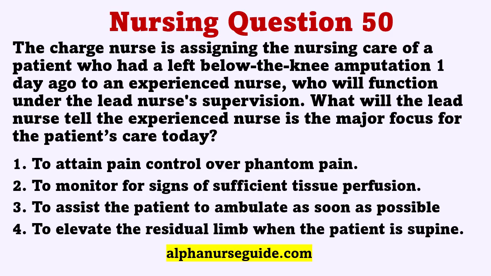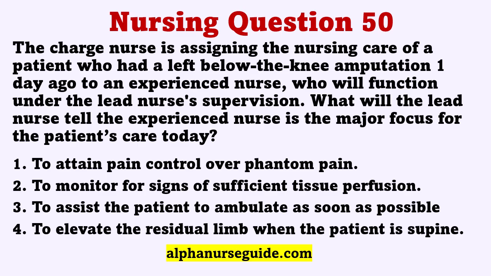The charge nurse is assigning the nursing care of a patient who had a left below-the-knee amputation 1 day ago to an experienced nurse who will function under the lead nurse's supervision. What will the lead nurse tell the experienced nurse is a major focus for the patient's care today? 1. To attain pain control over phantom pain. 2. To monitor for signs of sufficient tissue perfusion. 3. To assist the patient to ambulate as soon as possible. 4. To elevate the residual limb when the patient is supine.